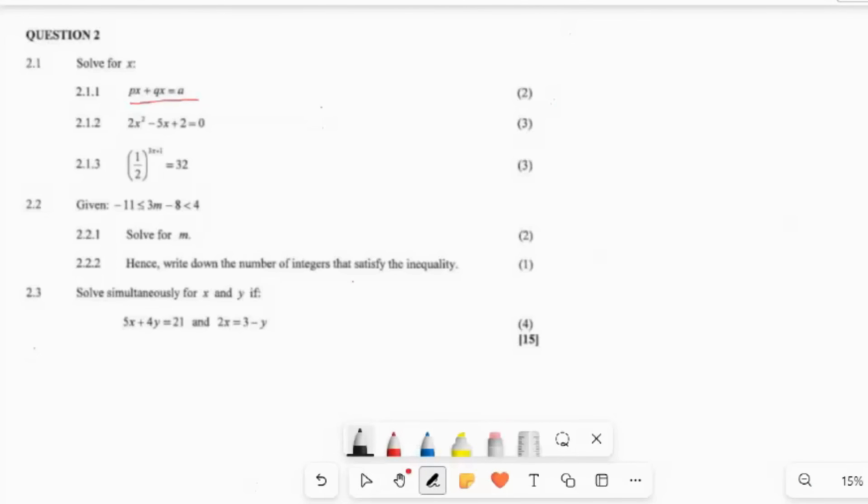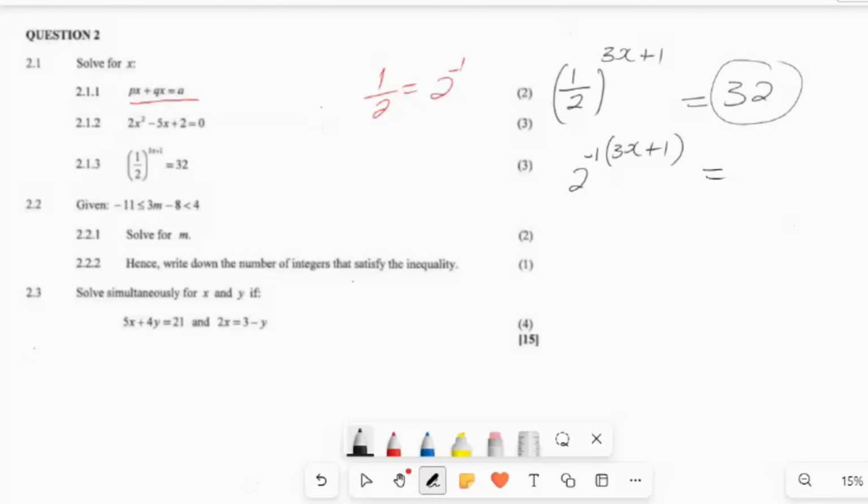Now let us look at the third one. It says 1/2 to the exponent 3x plus 1 equals 32. Remember, 1/2 can also be expressed as 2 to the power -1. Okay, let us apply that here. We say 2 to the power -1 into 3x plus 1. And also 32 can be expressed as 2 to the power 5.